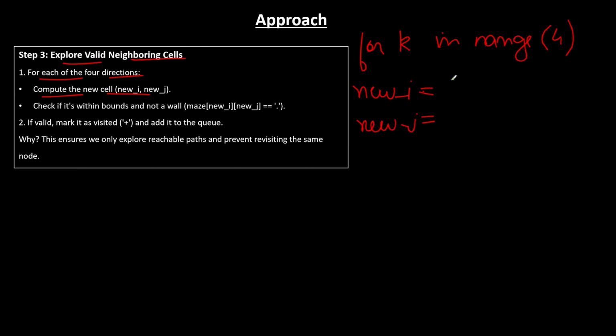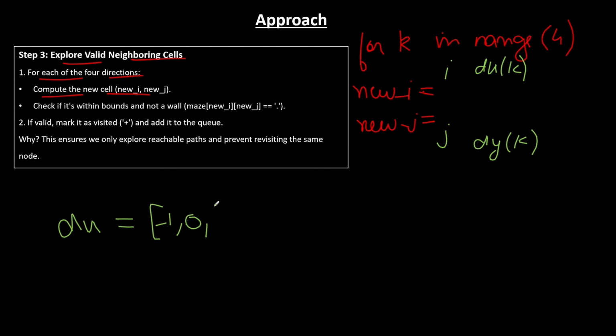Then here we will have i, here we will have j. And here we will have dx[k], dy[k]. These are the lists, if you remember, we created beforehand. And dx is basically -1, 0, 1, and 0. Correct? dy is 0, 1, 0, -1.